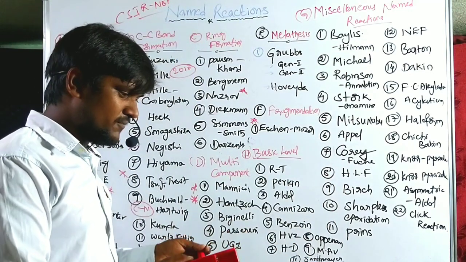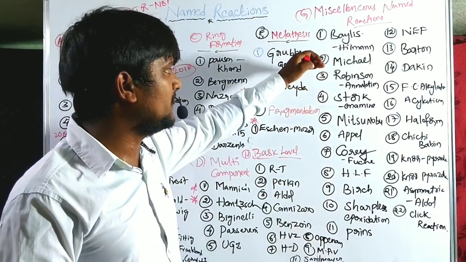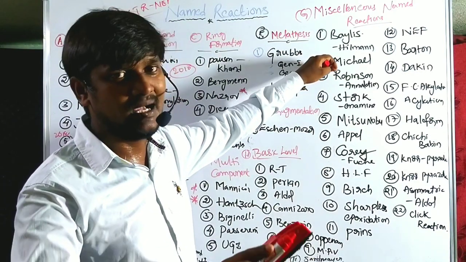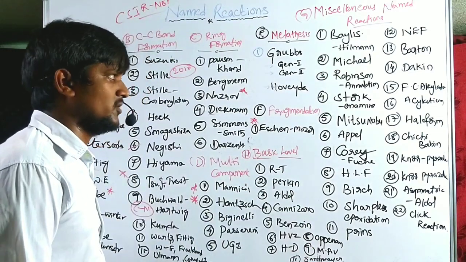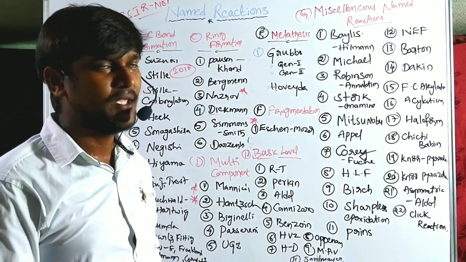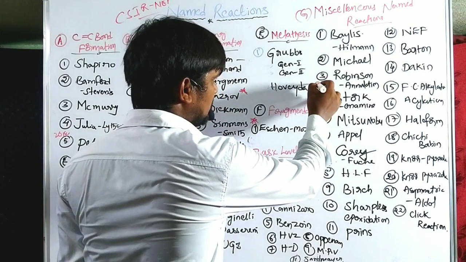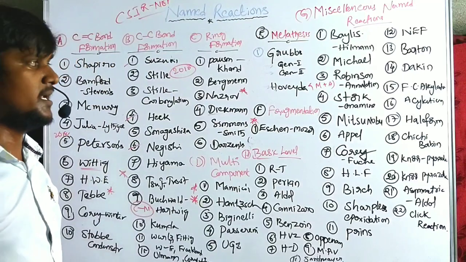How so? Whenever you go through future research in organic chemistry, Michael addition reactions and anti-Michael addition reactions will be observed in each and every organic synthesis research. Okay, now here, Robinson annulation. Annulation means it forms a ring. Generally, Robinson annulation is nothing but Michael addition followed by aldol condensation.